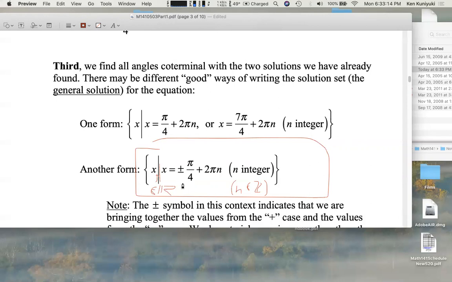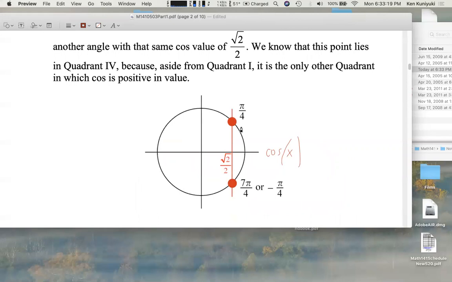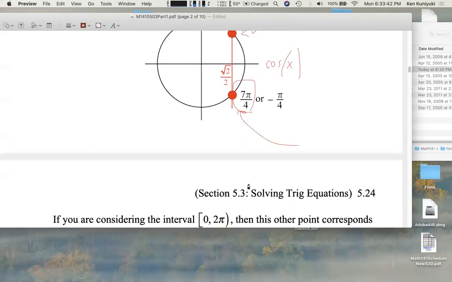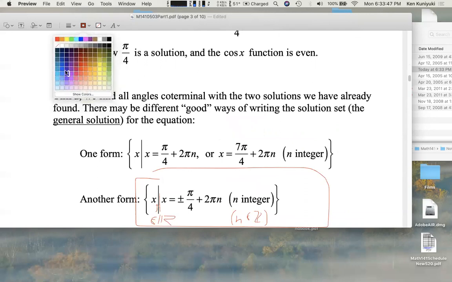It has infinitely many solutions corresponding to the infinitely many angles that correspond to both this point and this point, including pi over 4 and its coterminal twins, and negative pi over 4 and its coterminal twins, including 7 pi over 4. Now, if you really like positive angles, or if you're going to do a multiple angle type problem, like we're going to see later on, you might prefer the 7 pi over 4. That's okay. You could just as well write the solution set as follows.